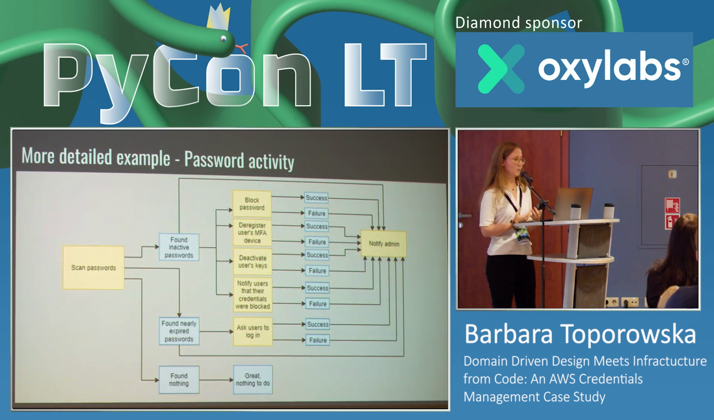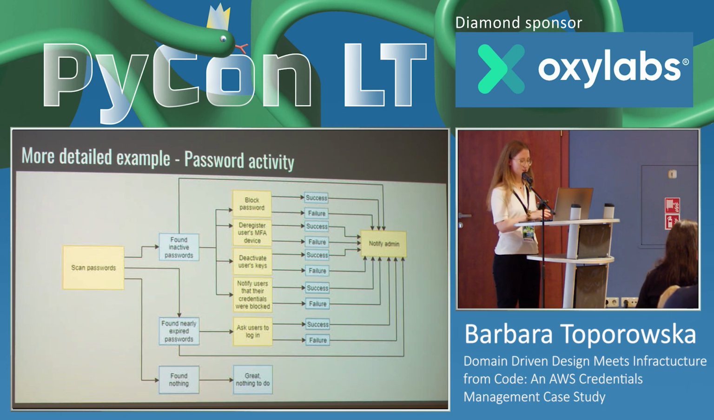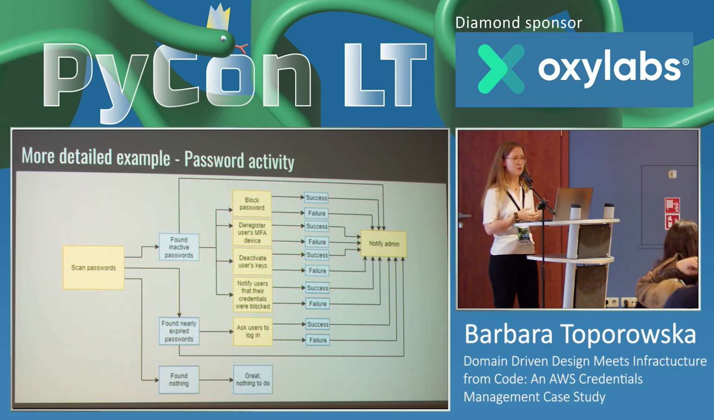It's a bit more complex with other types of credentials because if we find an inactive password, then, well, we don't want the inactive users to keep any of their credentials active. So we need to deactivate all of them. And in this case, we scan one type of credentials, but we manage all of them. So there are dependencies between different credentials types. And after we add some rules on who should be notified when, then my initial dependency graph looked a bit like this.